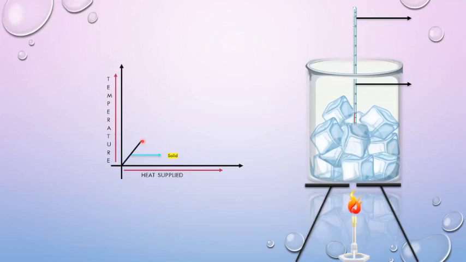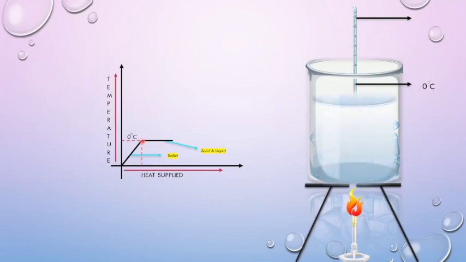So when we heat further, the ice starts melting, and this part is constant as the temperature here is 0 degrees Celsius throughout. The ice melts from solid to liquid at 0 degrees Celsius. It changes into water. The ice melts into water, and it is represented by this part of the graph.